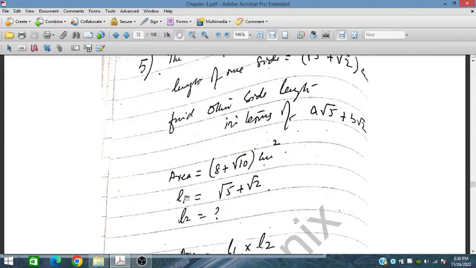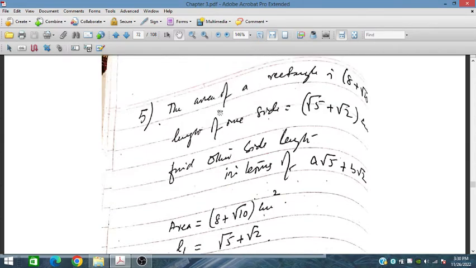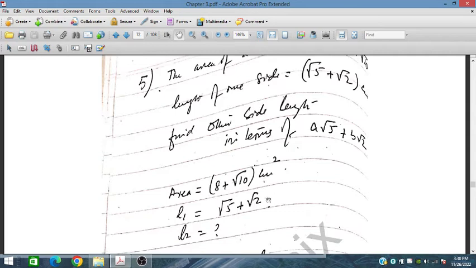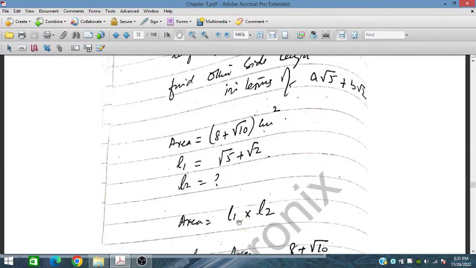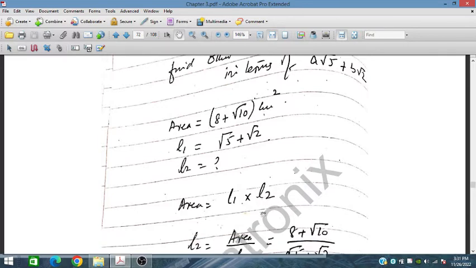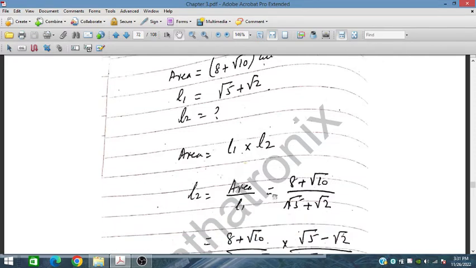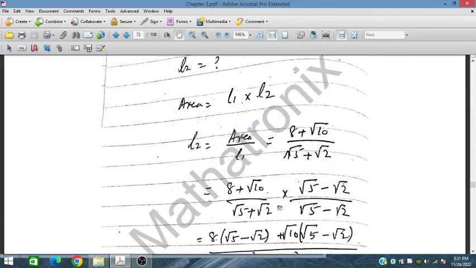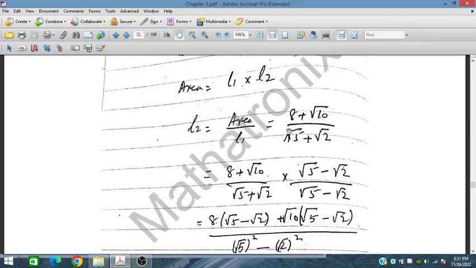This area is given and the length of one side is given, and the area is a rectangle. So one side is given, the second side has to be obtained. So we will divide the area by the length to get the second length, because the area is equal to length 1 into length 2. If we know the area and one of the lengths, then the second length can be obtained like this. So on simplification, this is 8 plus under root 10 over under root 5 plus under root 2.